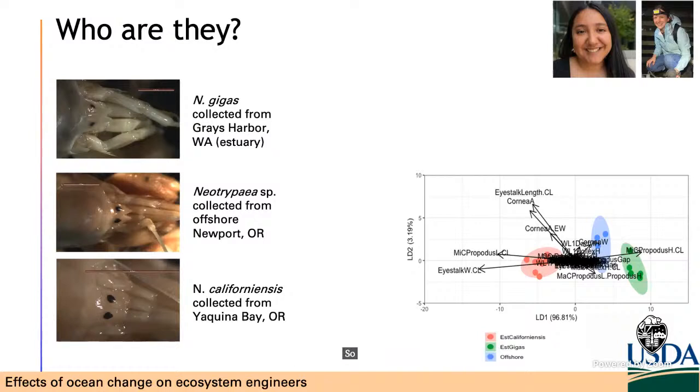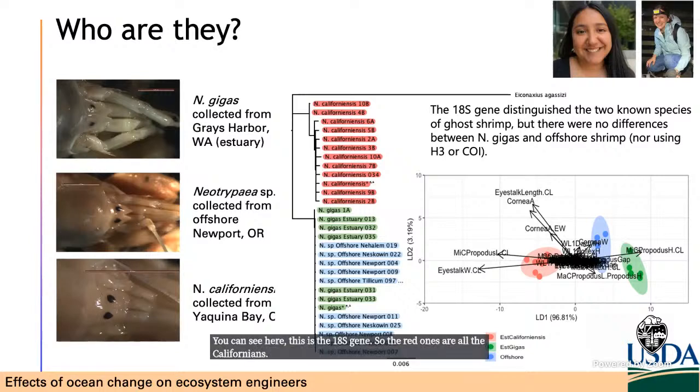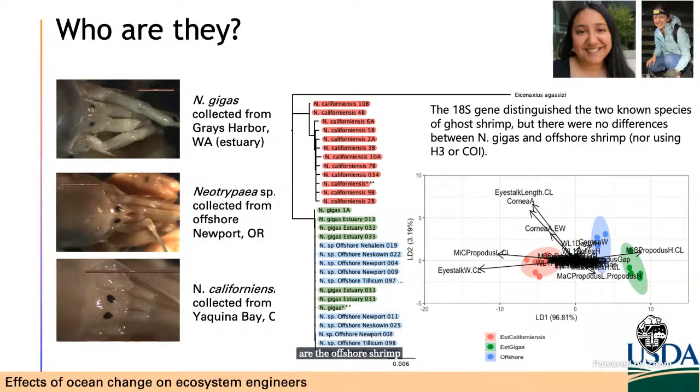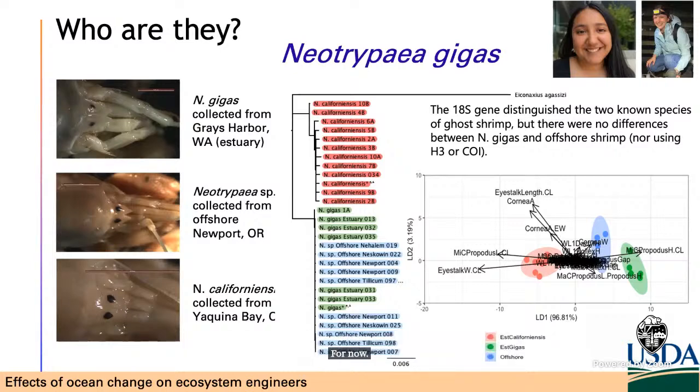So then we did some genetic analysis, and genetically, they are gigas. You can see here, this is the 18S gene. The red ones are all the californiensis, green ones are the gigas from the estuary, and the blue ones are the offshore shrimp. No difference with this marker or the 2 other ones we tried. So for now, they're gigas. Just little.